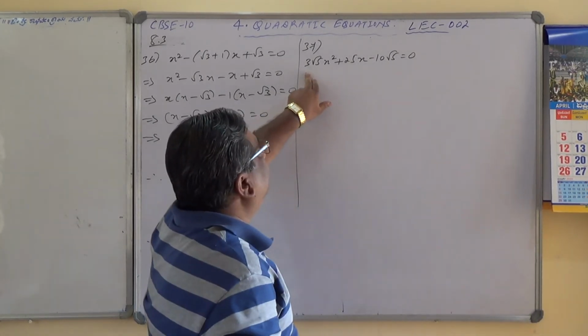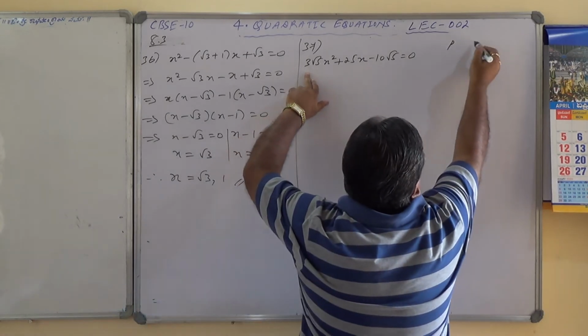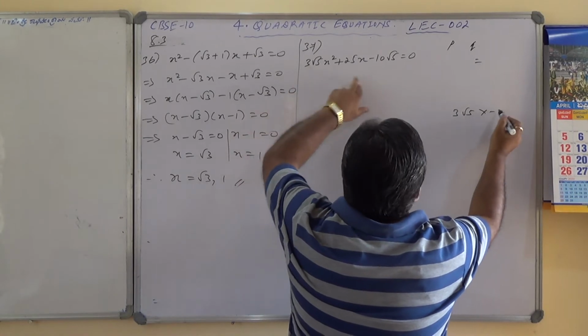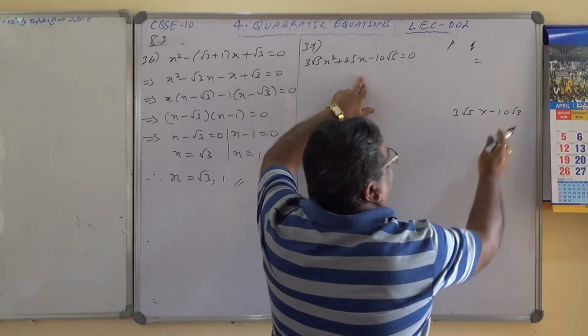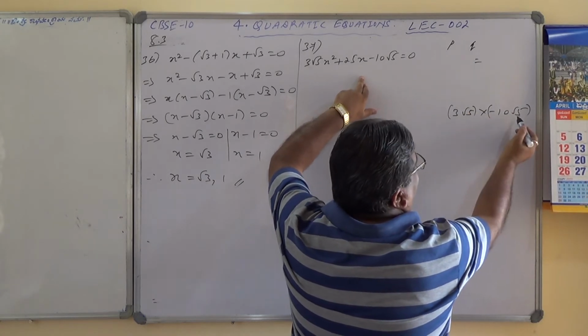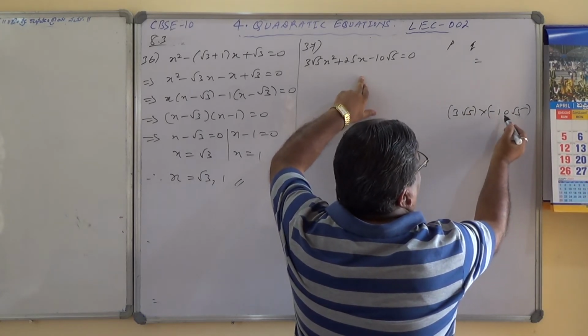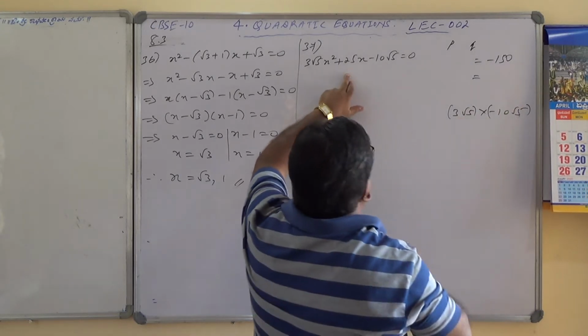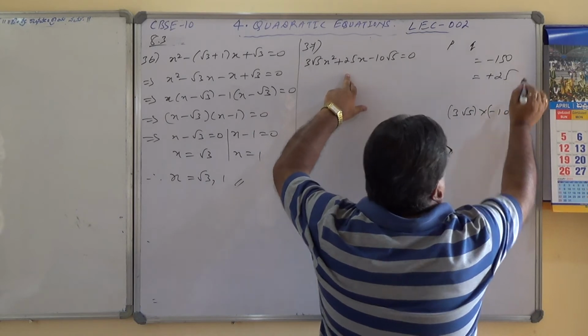A into C, I have to work out. I require P and Q such that A into C, 3 root 5 into minus 10 root 5. So how do you solve this one? Root 5 into root 5, 5. 5 into 10, 50. 50 into 3, 150. Minus 150. And here I should get plus 25.